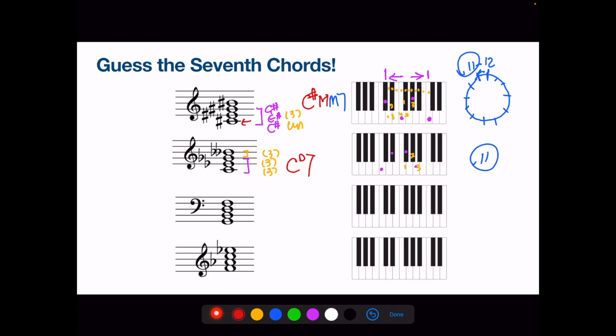Let's move on. The next one is G, B, D, and F. Let's plot them. G, B, D, and F. So for the bottom three notes, let's see what kind of triad this is. G to B, if we count the half steps, 1, 2, 3, 4. And then from B to D, 1, 2, 3. Well, 4, 3. Again, this is a major chord. And we know that the root is G, so this is a G major chord.